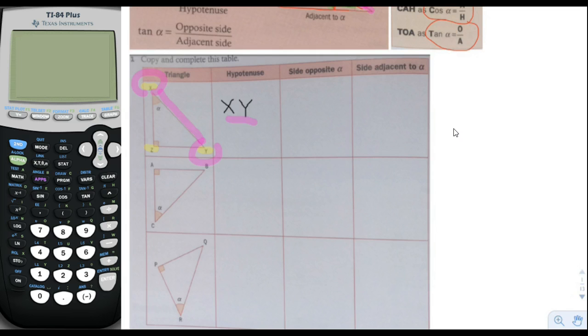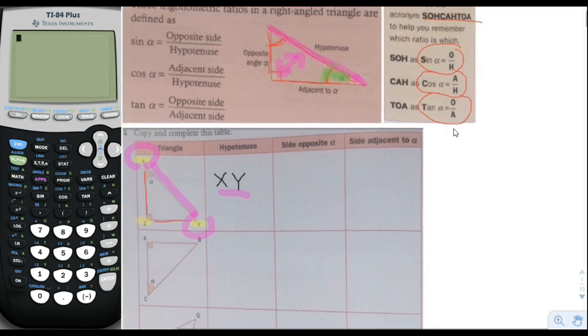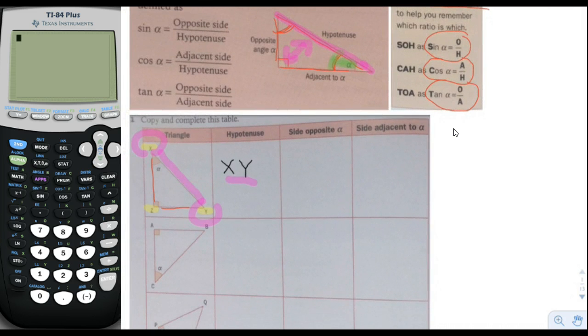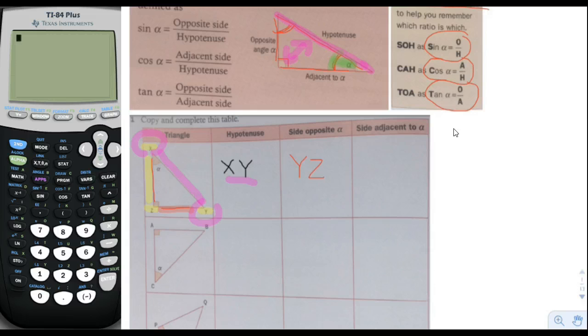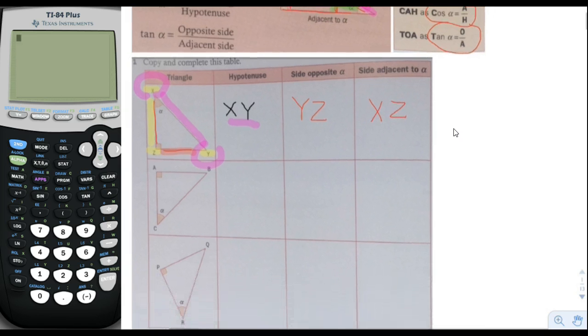Okay, now the legs. There's this leg and there's this leg. The opposite leg would be this one here, and let's mark it red. So it's YZ, right? And the adjacent leg, let's mark it yellow, is XZ. Okay? All right.